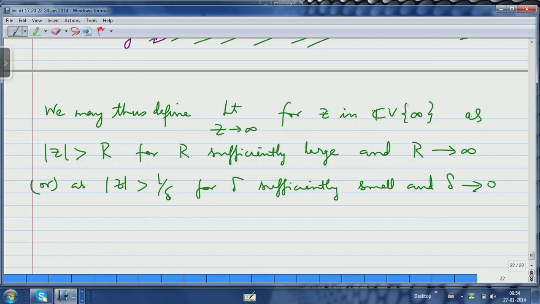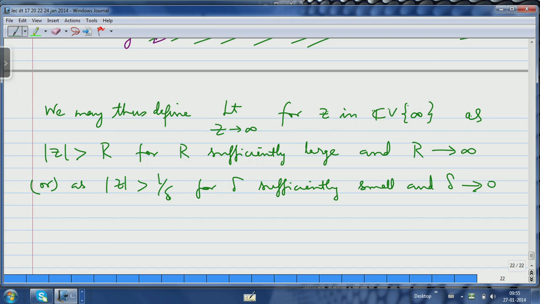You are allowing z to come closer and closer to infinity, that means you are restricting z to be in a neighborhood of infinity, and you know what a neighborhood of infinity looks like. It's the exterior, mod z greater than R, of a circle of sufficiently large radius. And if you want to get closer to infinity, then you must increase R. You must take the exterior of larger and larger circles.